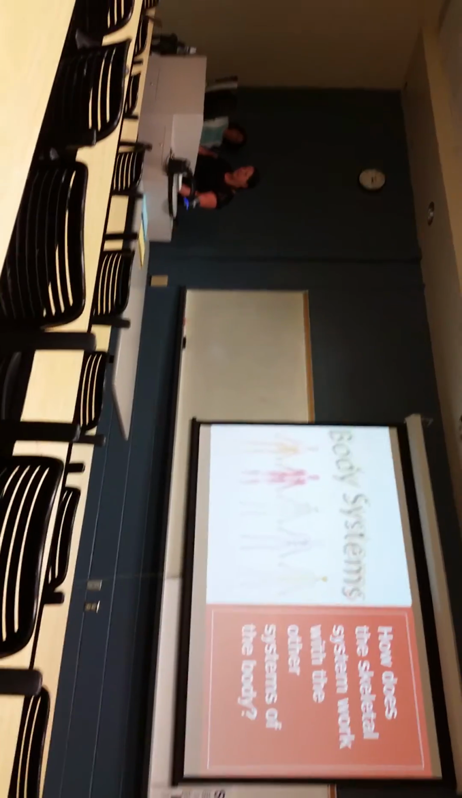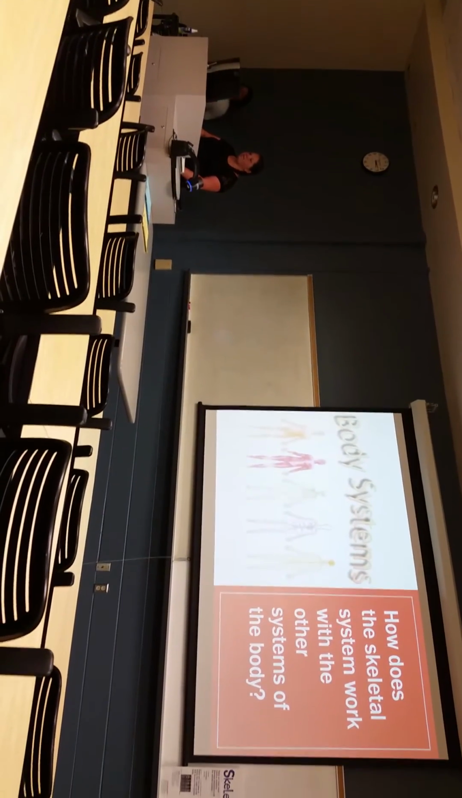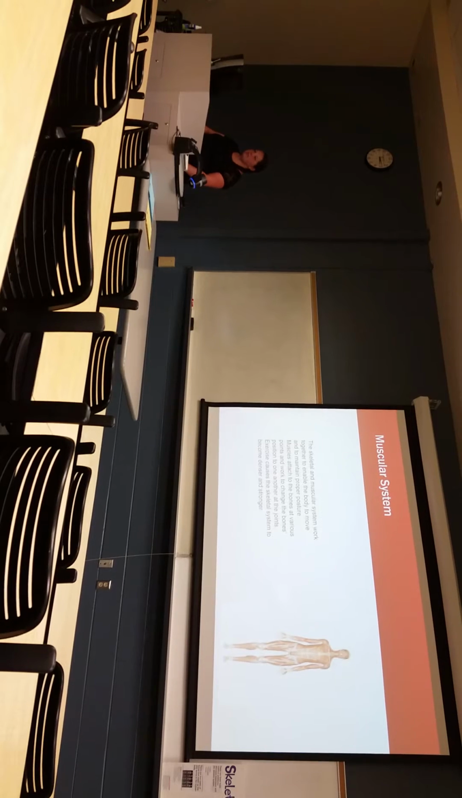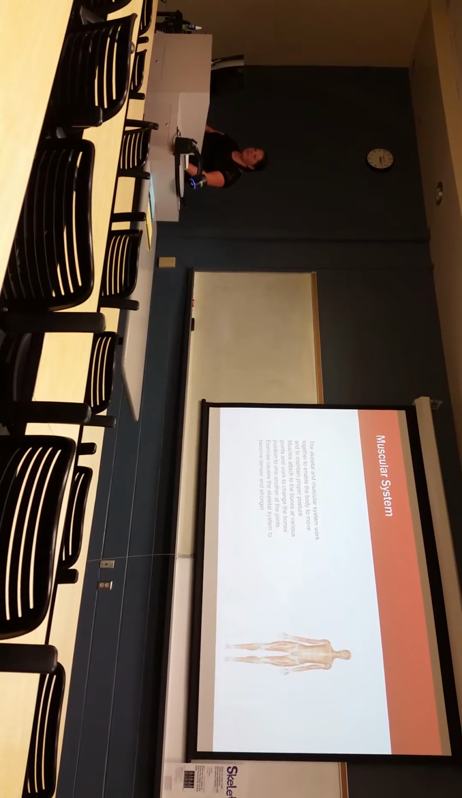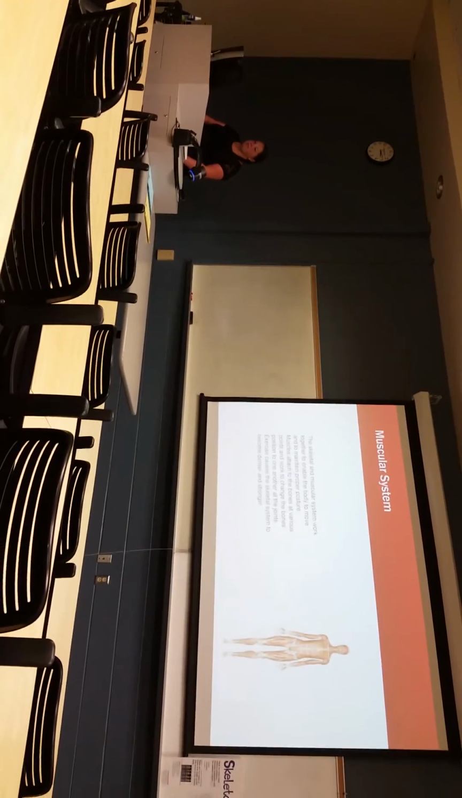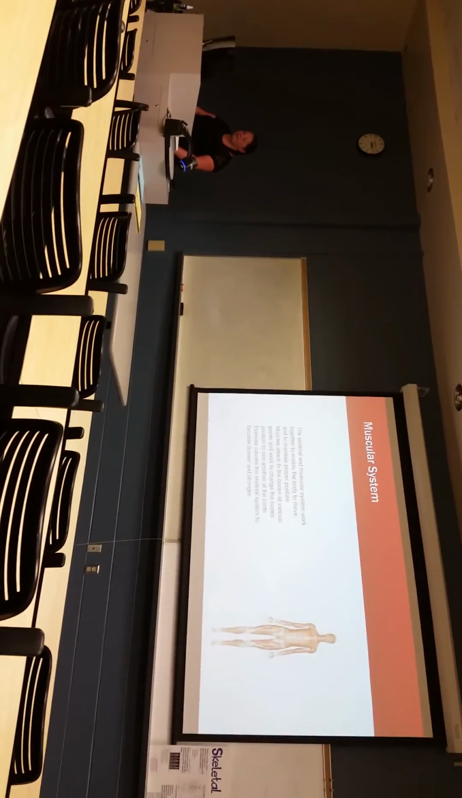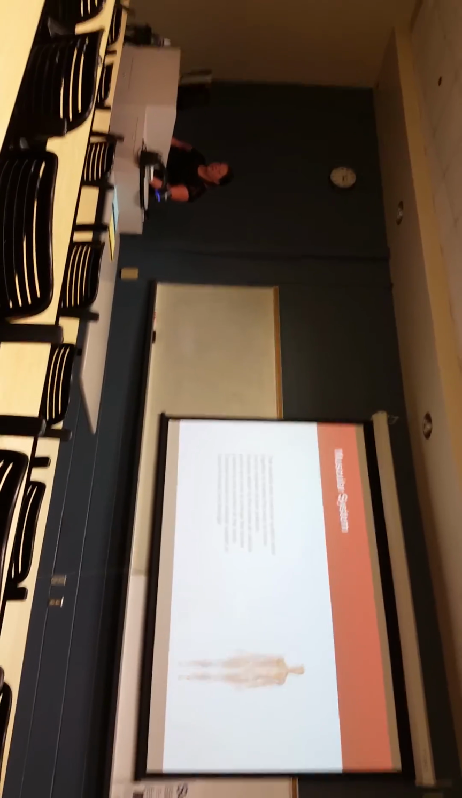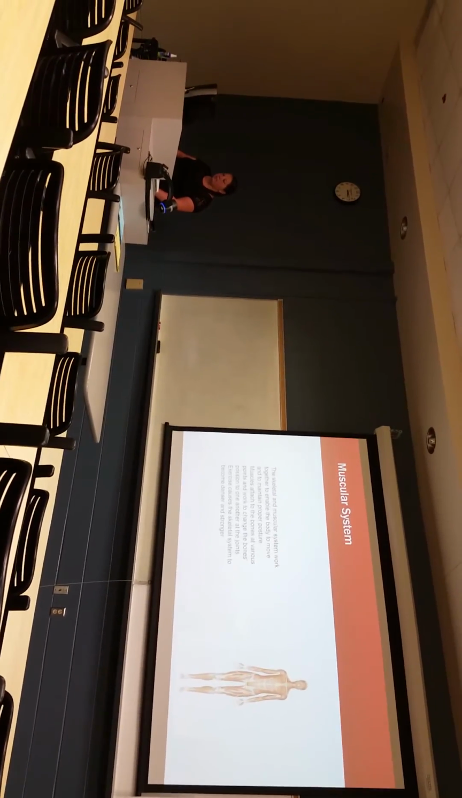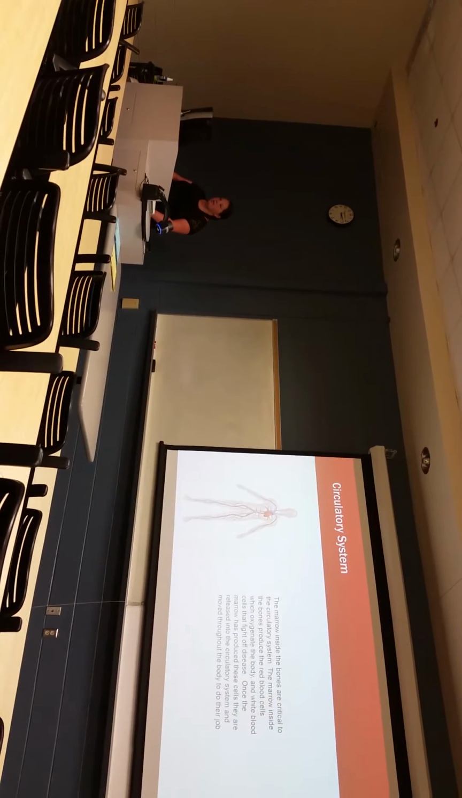How does the skeletal system work with the other systems of the body? Muscular system. The skeletal and muscular systems work together to enable the body to move and maintain proper posture. Muscles attach to the bones at various points in order to change the bones' positions relative to one another at the joints. Exercise causes the skeletal system to become denser and stronger.